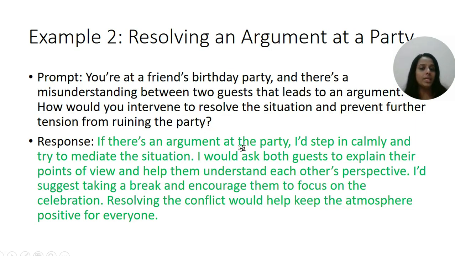If there is an argument at the party, I would step in calmly and try to mediate the situation. I would ask both guests to explain their points of view and help them understand each other's perspective. I would suggest taking a break and encourage them to focus on the celebration. Resolving the conflict would help keep the atmosphere positive for everyone.